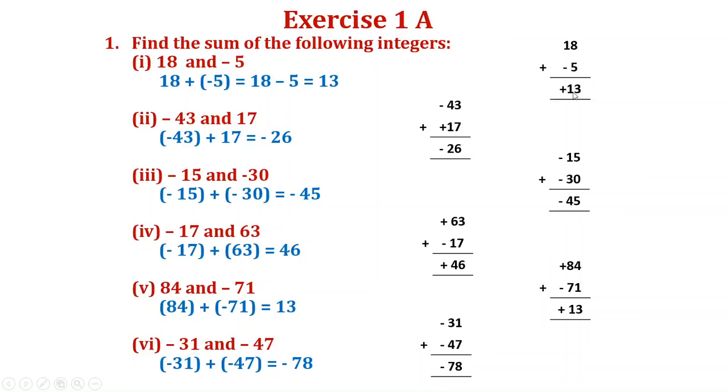18 minus 5 is 13. Now which sign do you have to put in front of the answer? The sign which is in front of the bigger of the two given numbers. What is the bigger number? 18. The sign in front of the bigger number 18 is plus, so you should write plus 13 here. So your answer is plus 13. Here you are using addition rule number 2.